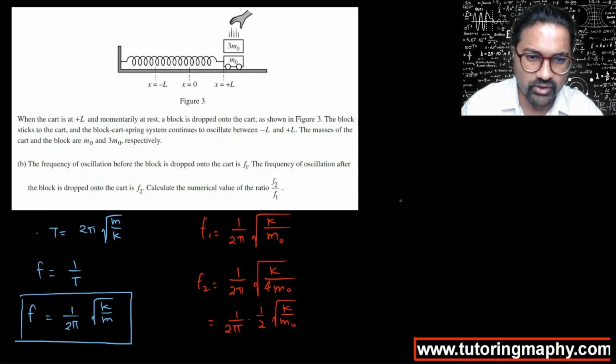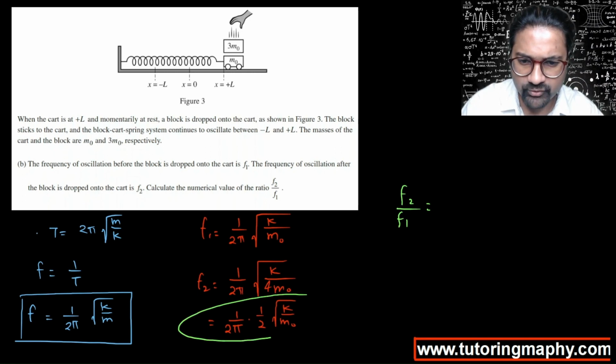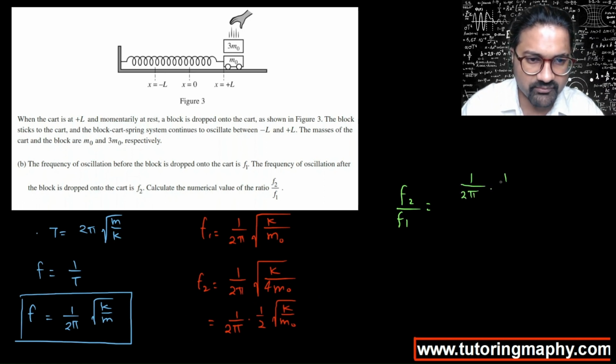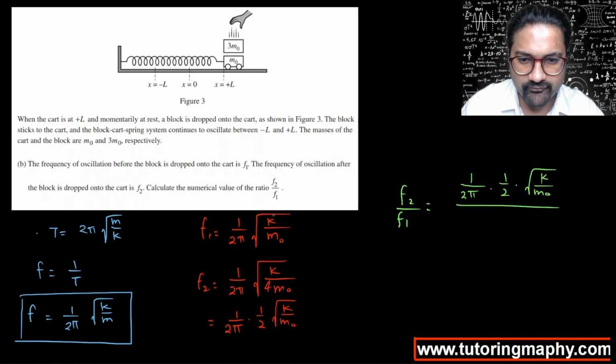So that's what we're going to do. F2 over F1 is going to be, there you go. In fact, there is a better way to find the ratio. In fact, we can do it like that as well. Doesn't really matter. So F2 is 1 over 2 pi times 1 over 2 times root of K over m naught, over F1 from here, which is 1 over 2 pi times root of K over m naught.